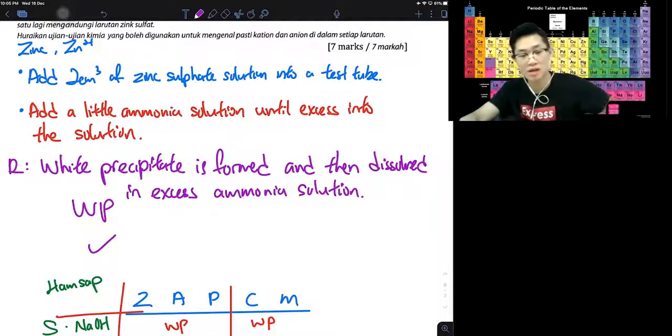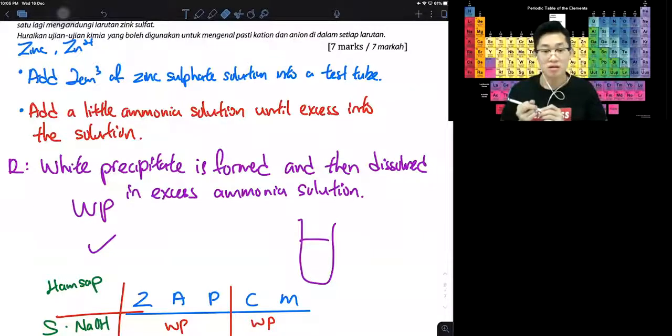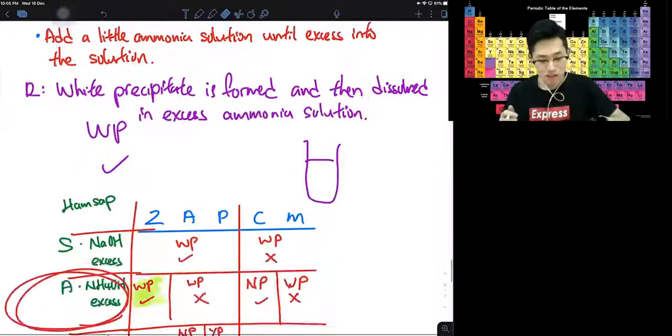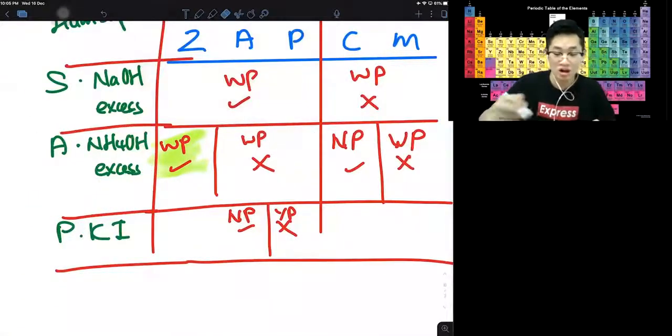I add ammonia solution until excess. First, that means I see some white precipitate when I add a little bit. When I add more, they dissolved in excess ammonia solution. That is the answer. So that means based on the table, you will be able to explain all the others.